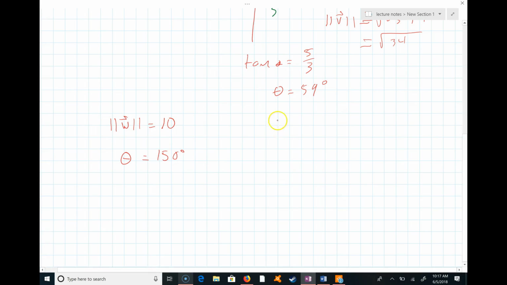If we drew a quick little picture, this is 10, and that is 150, right? And isn't it true that that right there is my y component, and that right there is my x component? And so we know that the x component is equal to, well, isn't it cosine of 150 times 10?